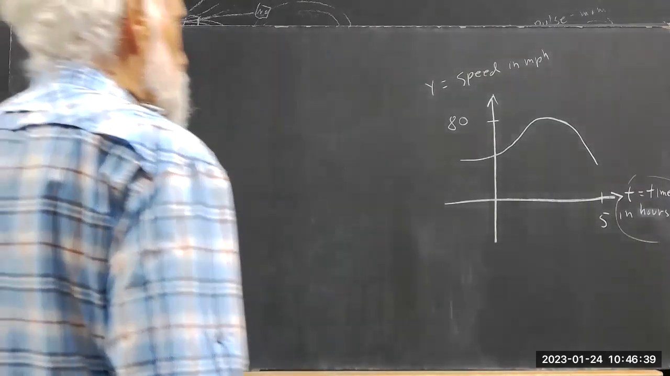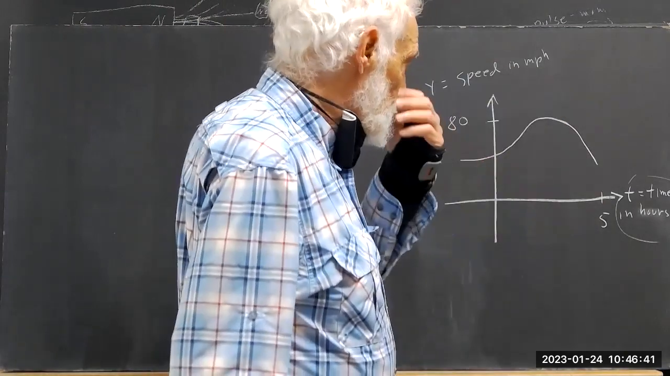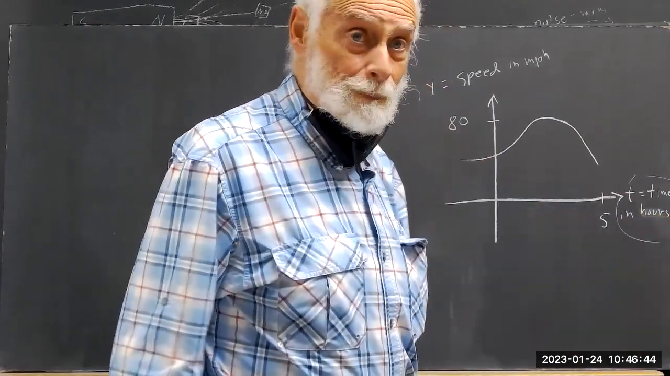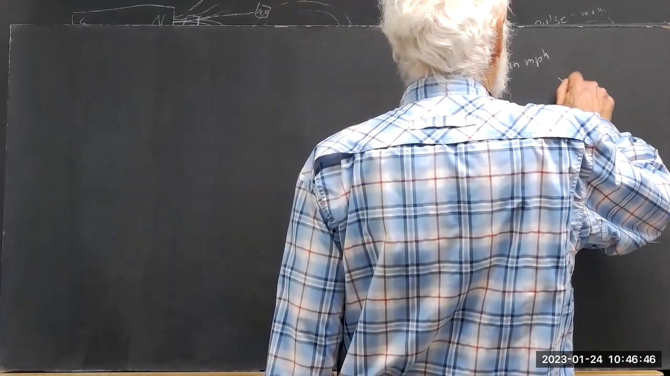Okay, we're kind of oriented to this graph. You've got your speed in miles per hour versus your time in hours. Now this is what y equals.